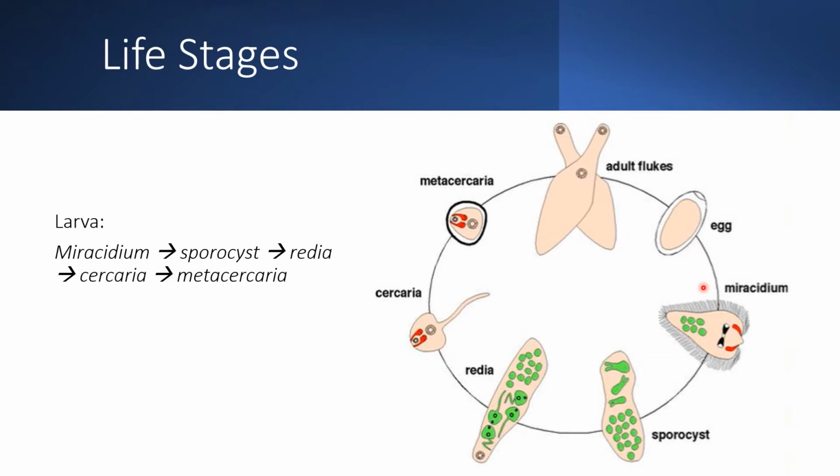Once the miracidium is inside the intermediate host, it transforms into a sporocyst. This sporocyst, guys, is an elongated sac without distinct internal structures. It will undergo asexual multiplication. In most of the trematodes, there is only one sporocyst generation.